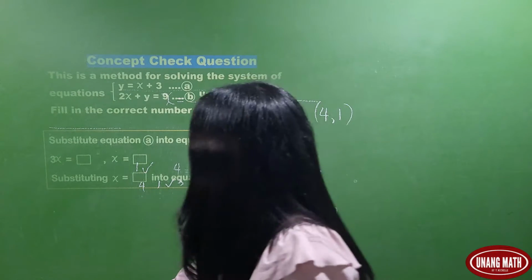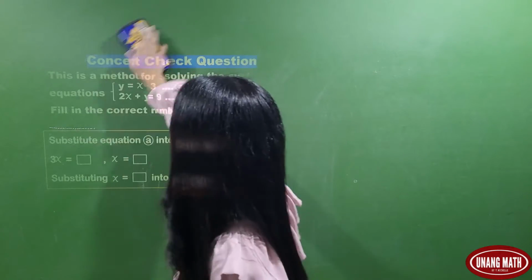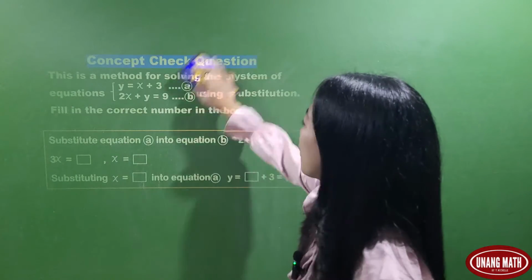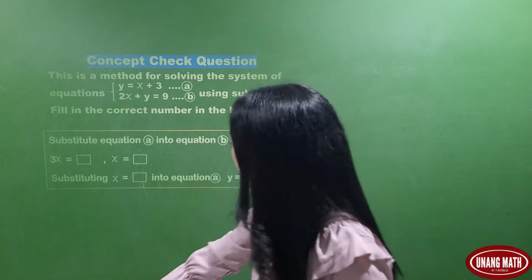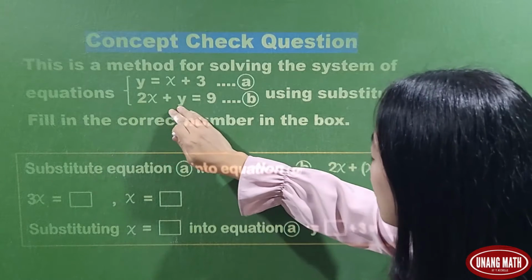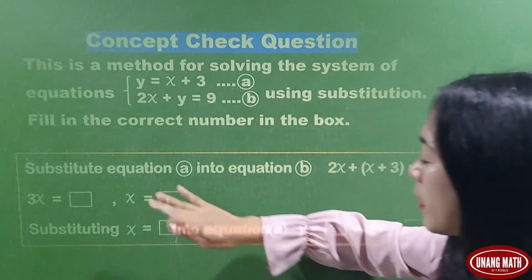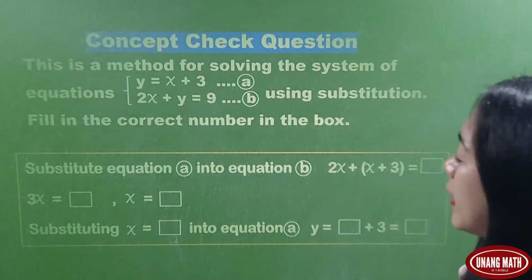Okay, let's have another example by answering this concept check question. This is a method for solving the system of equations y is equal to x plus 3 and 2x plus y is equal to 9 using substitution method. We will fill in the correct number in the box.